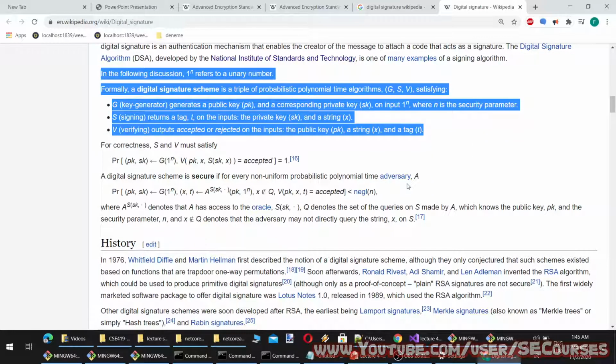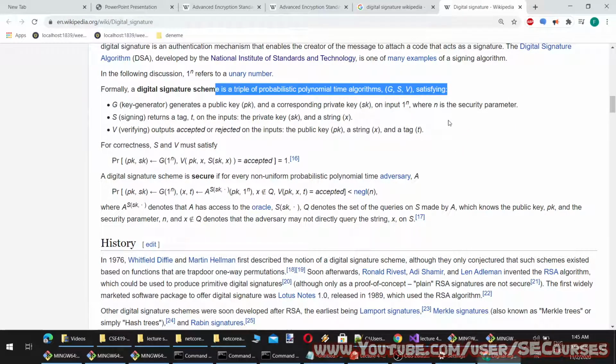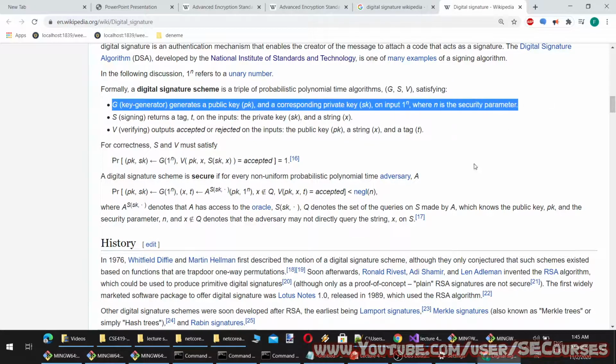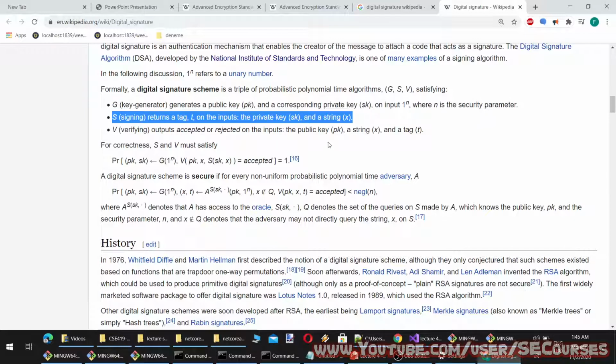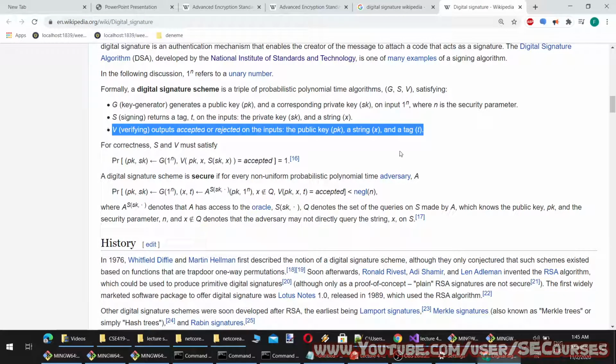In the following discussion, 1^n refers to a unary number. Formally, a digital signature scheme is a triple of probabilistic polynomial time algorithms, G, S, V, satisfying: G, key generator, generates a public key, PK, and a corresponding private key, SK, on input 1^n, where n is the security parameter. S, signing, returns a tag, T, on the inputs: the private key, SK, and a string, X. V, verifying, outputs accepted or rejected on the inputs: the public key, PK, a string, X, and a tag, T.